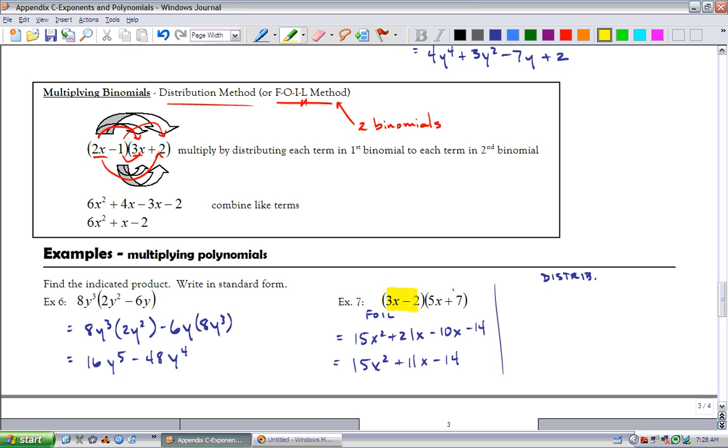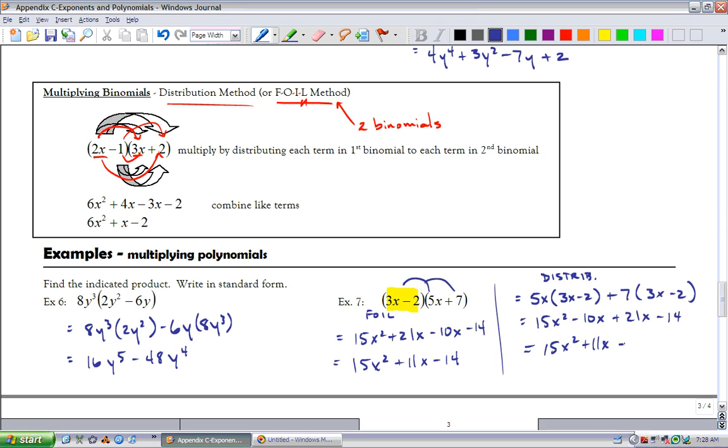We're going to take this entire thing and distribute it to each term. So by the distributive method, you'll get the same thing, but we'll go 5x times the whole 3x minus 2, and 7 times 3x minus 2. So we distributed that whole thing. Then we distribute again, and we get 15x squared minus 10x plus 21x minus 14. You'll notice that's the same as what we had on the other side. And so you get 15x squared plus 11x minus 14. Two different ways of going about the problem.